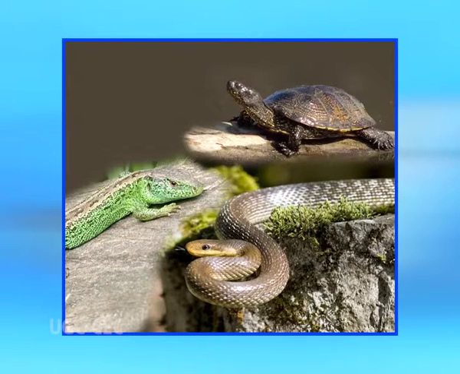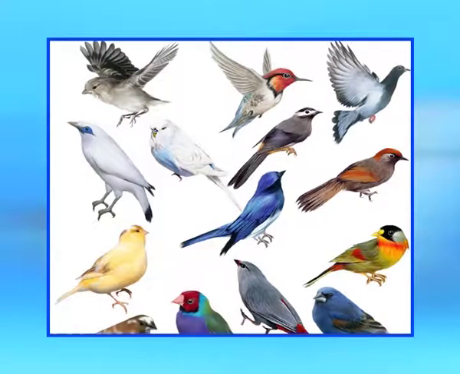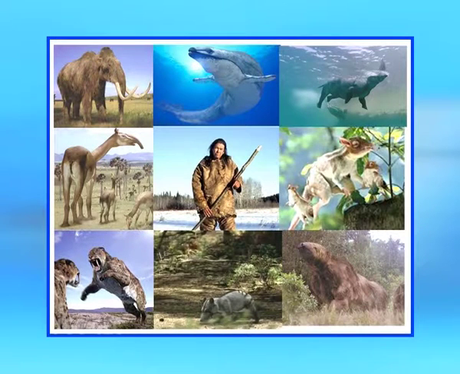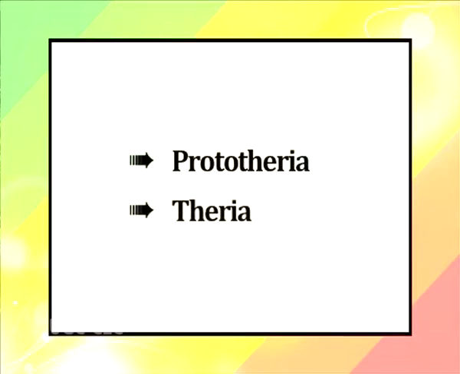Number 4, Reptilia, which includes creepers with dry scale cover. Number 5, Aves, which are feathered animals. And lastly, Mammalia, that is milk producing animals. And Mammalia are further divided into two subclasses. One is Prototheria and number 2 is Theria. So that's all with the animal kingdom.